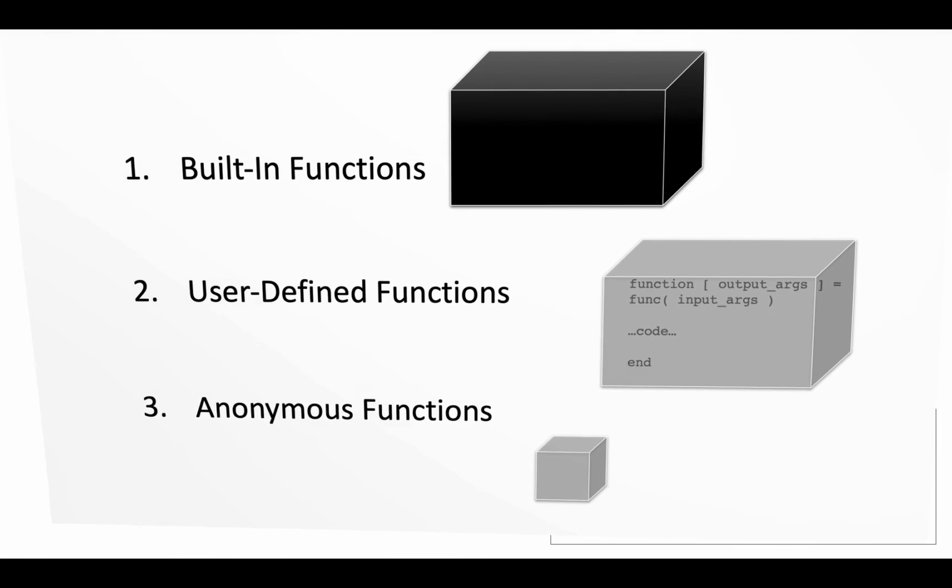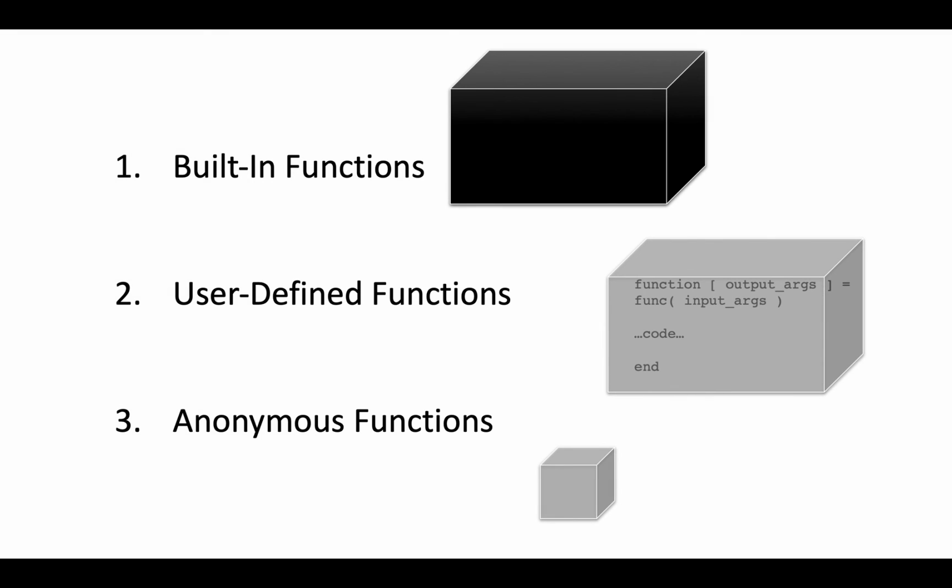So just in summary, 3 types of functions. A built-in function is like a black box. A user-defined function is very similar, except you get to make the code. And then anonymous functions are like equations, very simple.